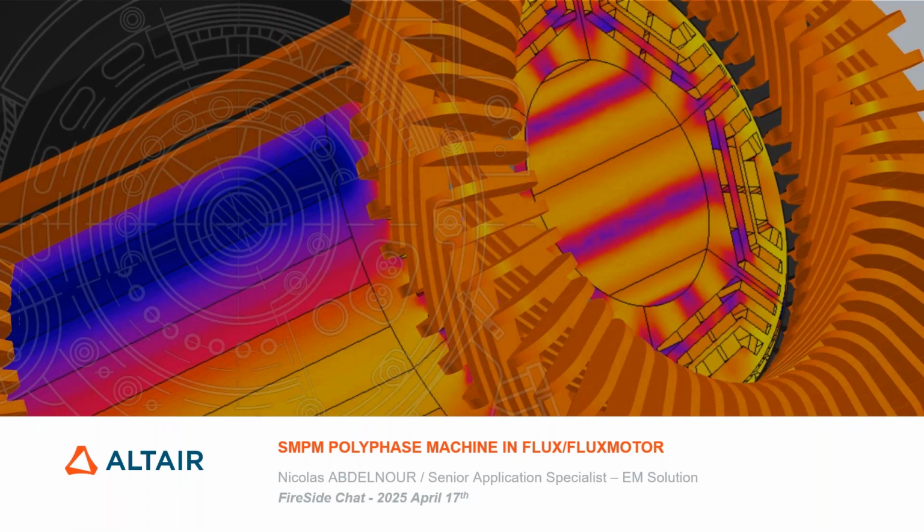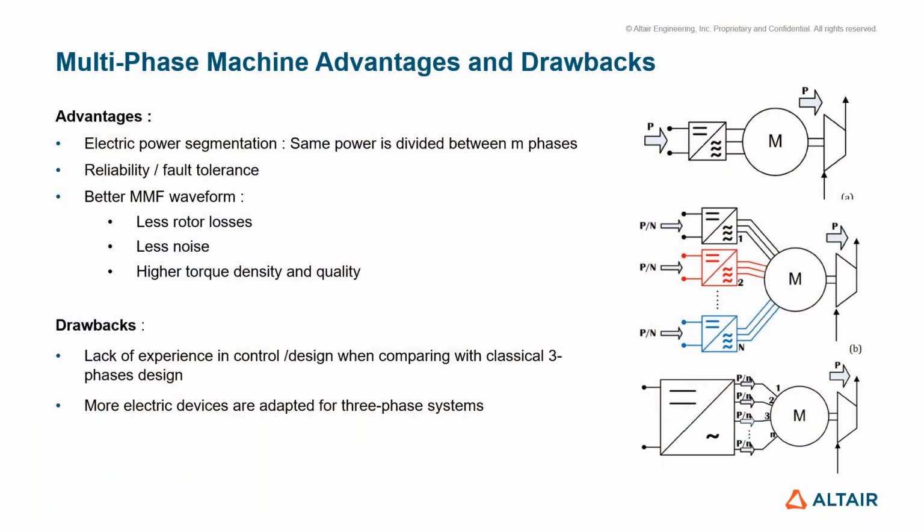In my presentation, we'll be talking about polyphase or multiphase machines, and we'll see how we can model them in Flux and FluxMotor. So first, let's quickly talk about the multiphase machine. As you might know, the main advantage of this machine is that it has a better segmentation of the power.